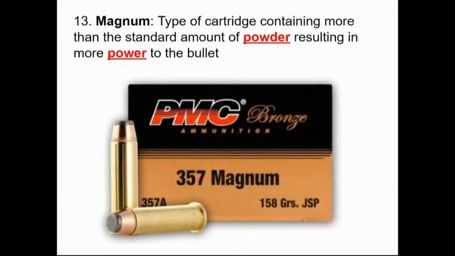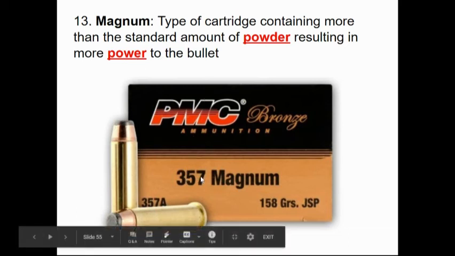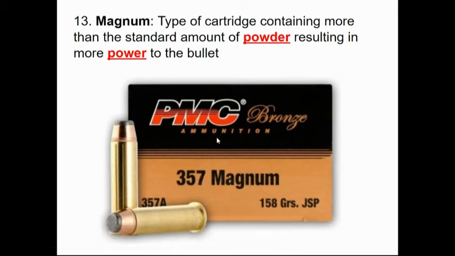Magnum is a term that we sometimes see. It's a type of cartridge that contains more than what's considered the standard amount of powder, and so it results in more power to the bullet. More gunpowder means bigger explosion. Bigger explosion means more power to the bullet. This is a 357 Magnum. 357 refers to the caliber. So if you put a decimal point in front of this, it's a 0.357 inches in diameter. That's the general concept.